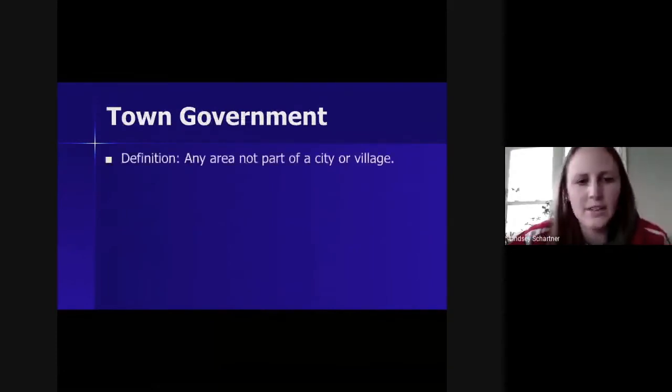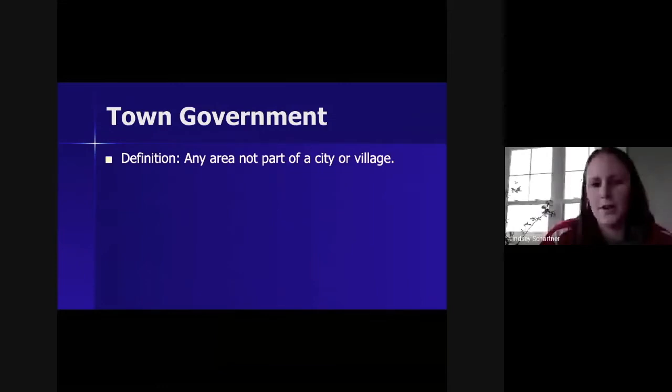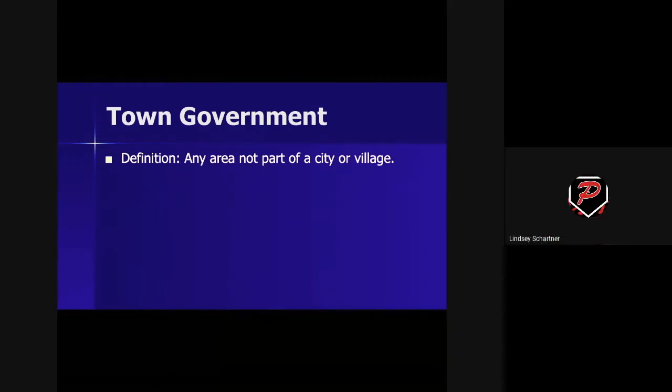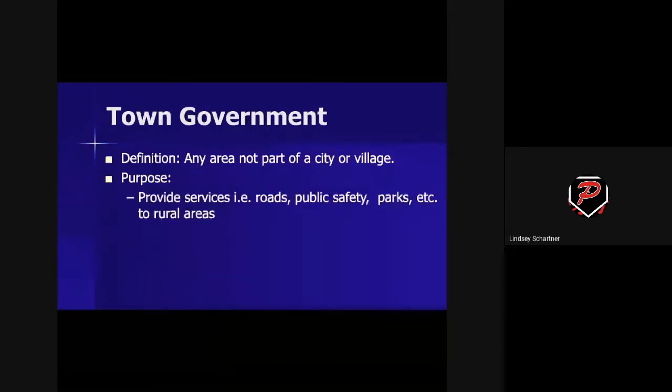If we take a look at our towns, again, a town is any area that's not part of a city or a village. So if you don't fall in the city or village, you belong to some town. There are quite a few towns that make up our school district that many of you may belong to, but their purpose is very similar already. You've got roads, public safety, parks, and areas.